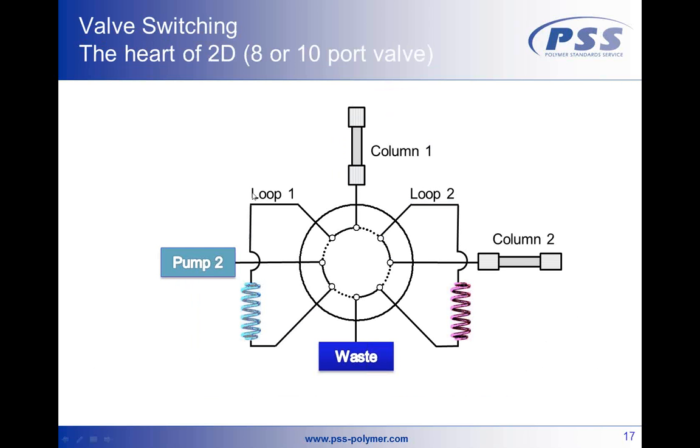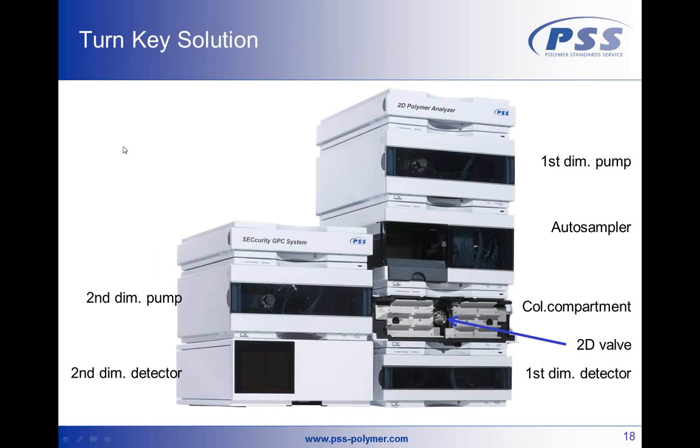Okay, so that is what we have. Basically 2 loops. One is filled while the other is analyzed in the second dimension, and then the first loop is analyzed in the second dimension while the second loop is filled. And that goes back and forth, and so you have a large number of different fractions going into the second dimension, and this results in this number of second dimension SEC chromatograms. That is how such a system would look like.